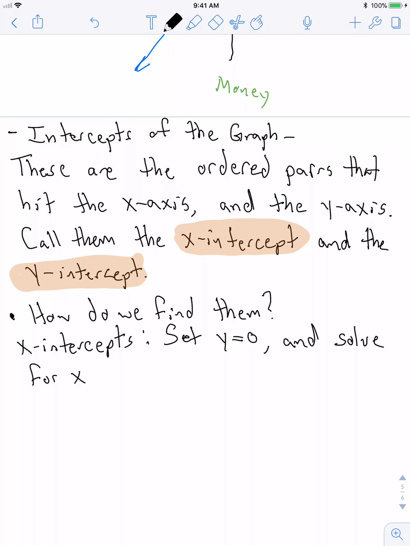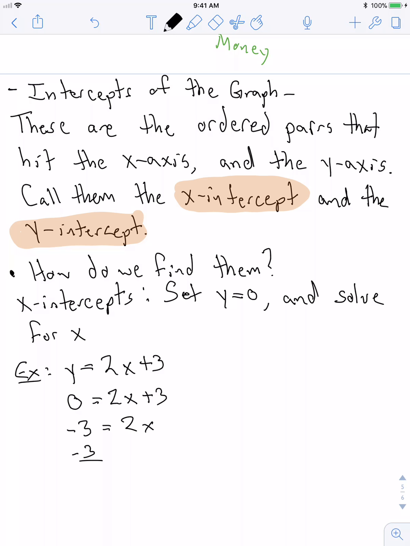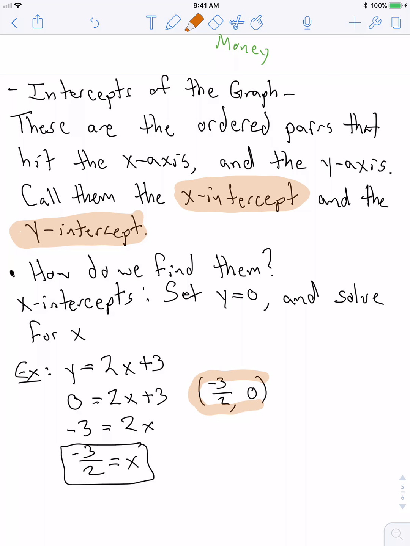So we'll do this for our example of y is equal to 2x plus 3. The only rule, set y equal to 0, and then get x by itself. So first we'll subtract 3 from both sides, and then we'll divide by 2, and we have the x value. So, negative 3 halves, 0, is our solution, that is our x-intercept.